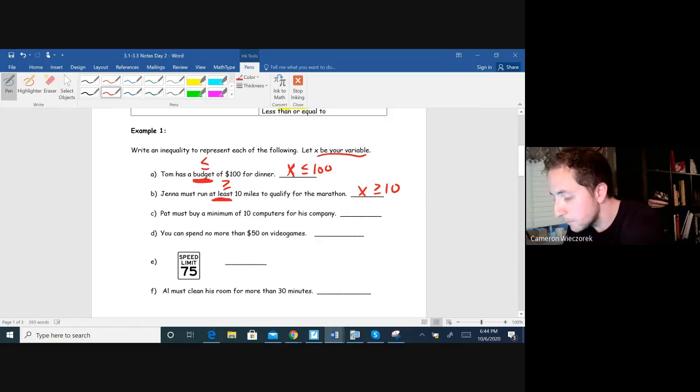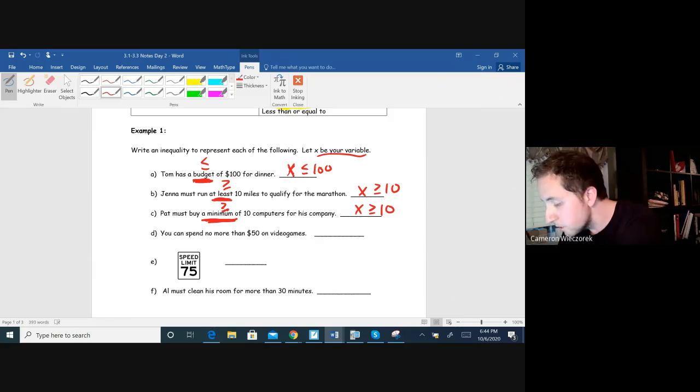Third one says Pat must buy a minimum of, there's my key phrase, I'm going to underline it, 10 computers for his company. Minimum of means at the very least, he needs to buy 10, but he could also buy more. So this is another key phrase for greater than or equal to. X is greater than or equal to 10 computers. Could be 11, could be 12, could be, well, I can't really do 12.5 computers, but 13, 14.